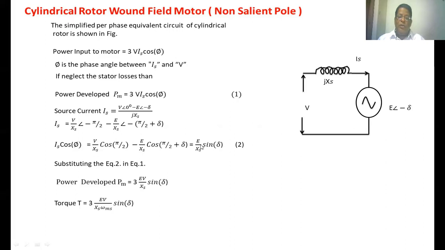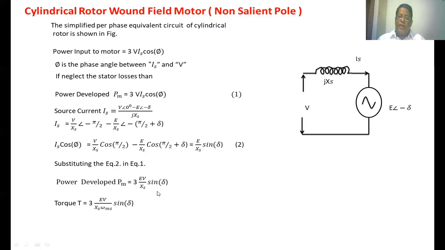This is equal to E by Xs sin delta. Now substitute equation 2 in equation 1. We get the power developed Pm equal to 3 EV by Xs sin delta. This is the mechanical power developed in a synchronous motor.